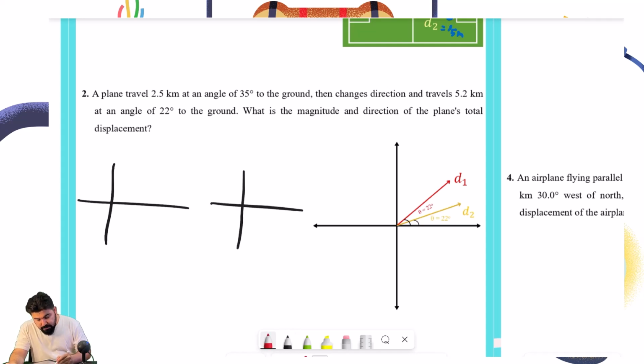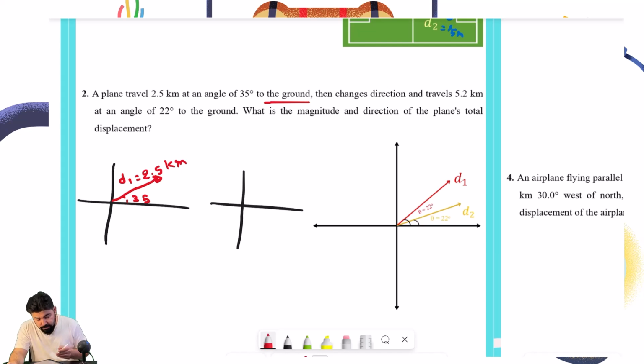It says a plane travels 2.5 kilometers at an angle of 35 to the ground, then changes direction and travels 5.2 kilometers. So the first vector is like this. It says to the ground, careful. Remember what I said: if it says to the ground, it means the angle is made with the x-axis. So it's equal to 35, and the displacement d1 is equal to 2.5 kilometers.